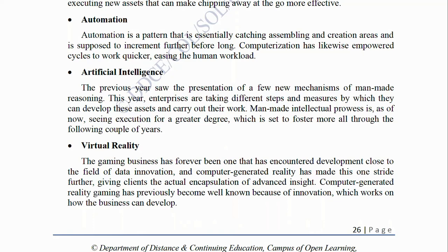The previous year saw the presentation of a few new mechanisms of man-made reasoning. This year, enterprises are taking different steps and measures by which they can develop these assets and carry out their work. Man-made intellectual process is as of now seeing execution for a greater degree, which is set to foster more through the following couple of years. Next point is virtual reality.